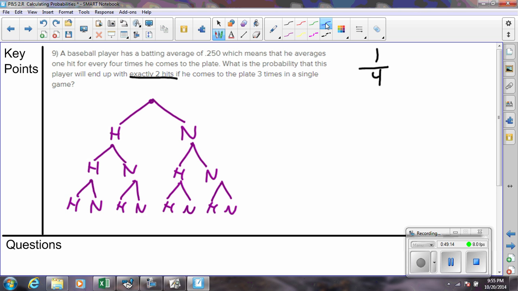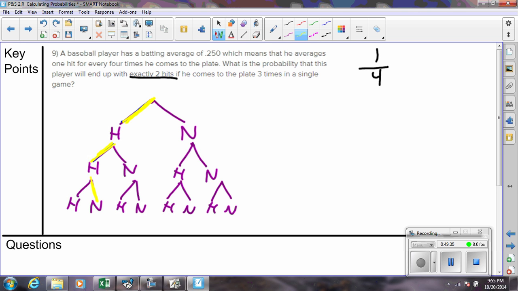And so what we're looking at is saying, how many ways are there to get exactly 2 hits? Well, you've got hit, hit. I want to switch colors on this. Hit, hit. Well, that's 2 hits, so he cannot get a third. So that's 1 way.